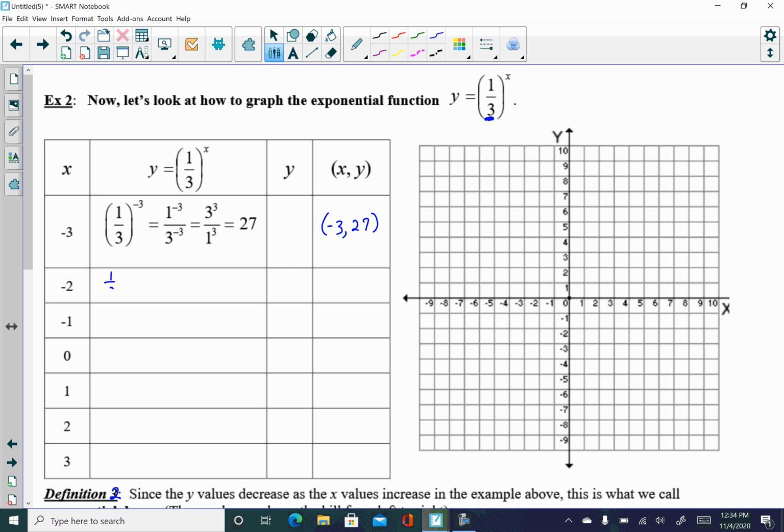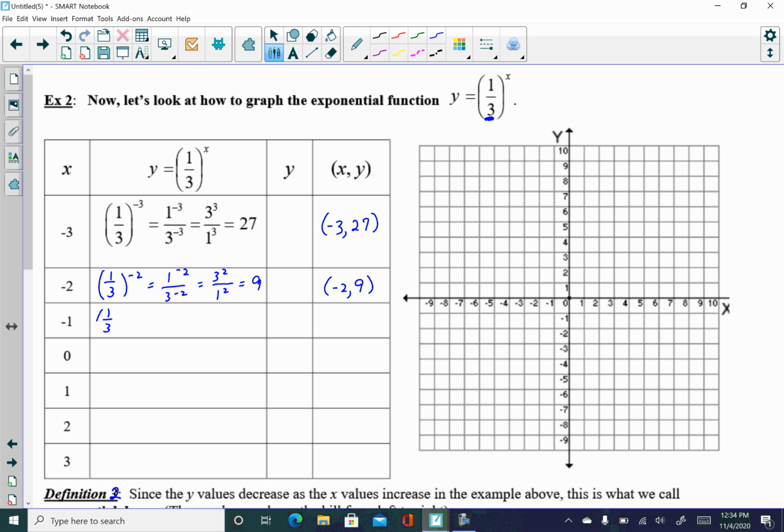Then I'll have the next one, 1/3 raised to the -2. So that's 1 to the -2 over 3 to the -2. Got to move these exponents, make them positive, so I have 3 squared up top, 1 squared on the bottom, and then we know 3 squared is 9. So plug in -2, 9. That will be the next point on our graph.